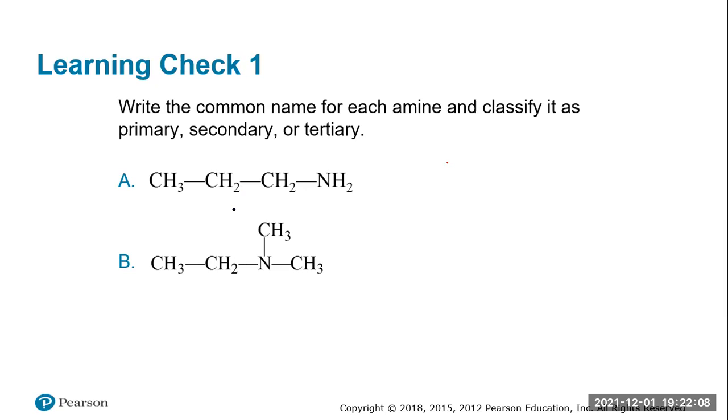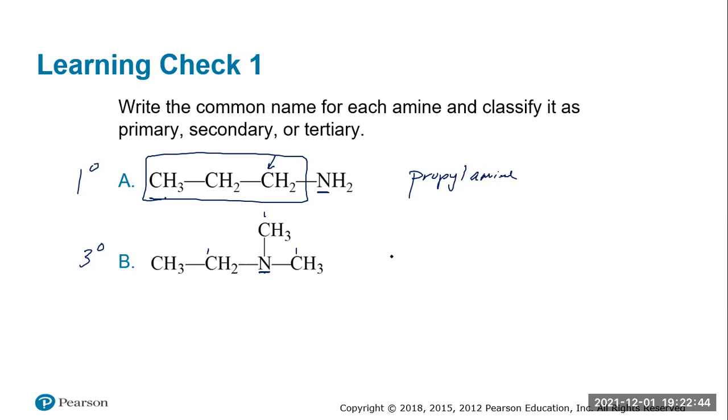Okay, so let's start with the classification. Here we look at the nitrogen, which is our amine group, and we see it is directly attached to just one carbon, which means this should be a primary amine. Here we look at the nitrogen and we see it's attached to 1, 2, and 3 carbons, which means this is a tertiary. So using the common name, we will simply look at this as a group, and that is a 3-carbon group, which is a propyl group. And we would put amine at the end of it.